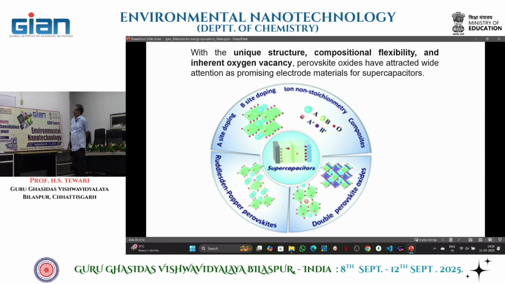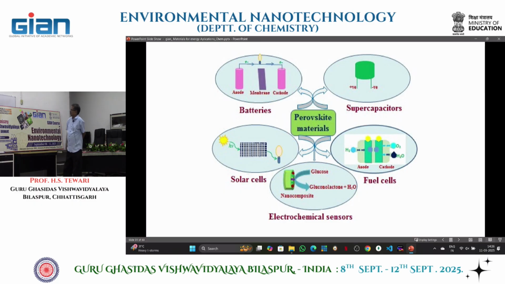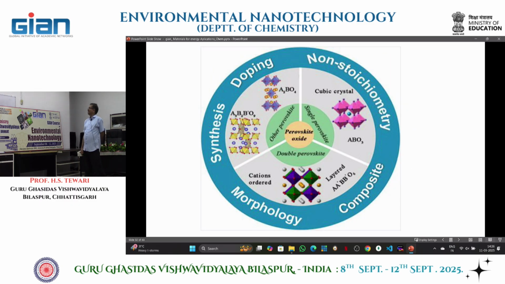I will give you this structure later on. So in this perovskite ABO3 structure, you can have different types of doping to improve the properties of the material. Then you have double perovskites, and iron non-stoichiometric compounds. These are the different forms of perovskites, which we can play with using different doping and processing parameters. Perovskite materials have different uses in different fields. That is the summary. Then doping, non-stoichiometry, composites with other materials, morphology, and synthesis are the parameters which control the properties of these electrode materials.